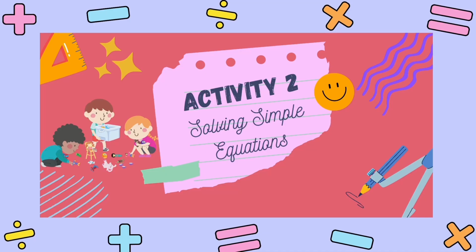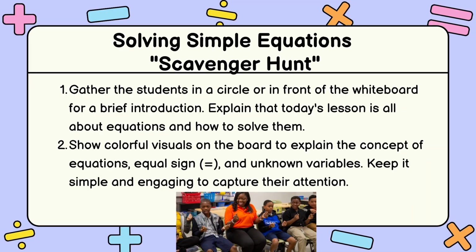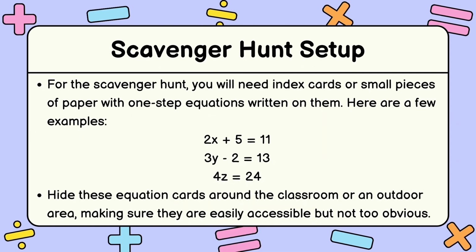Solving simple equations. Gather the students in a circle or in front of the whiteboard for a brief introduction and to explain the lesson. Show colorful visuals on the board and explain the concept of equations, the equal sign, and unknown variables. Keep it simple and engaging to capture their attention. For the scavenger hunt, you will need index cards or small pieces of paper with one-step equations written on them. Here are a few examples.